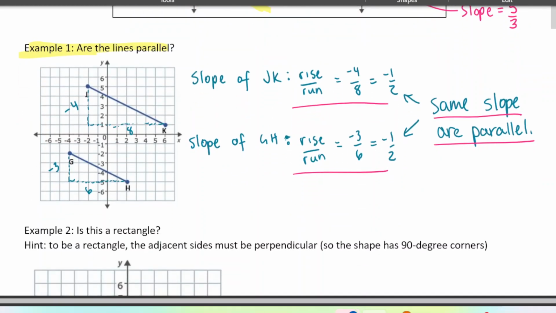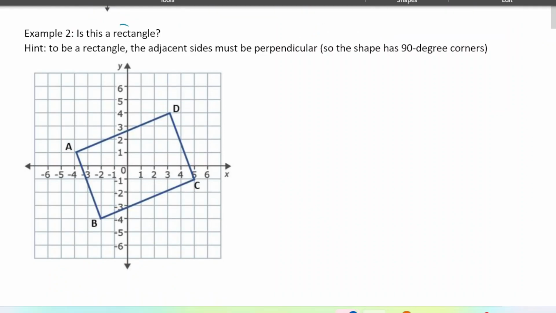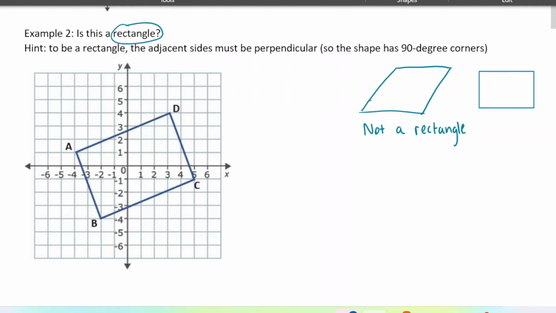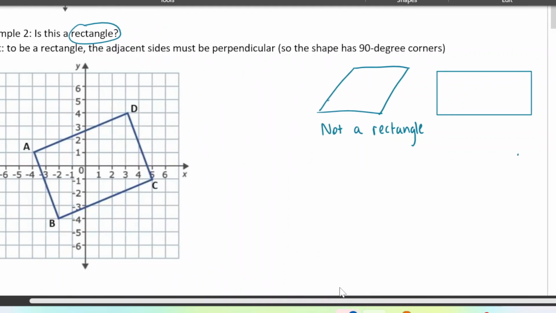Okay, let's look at a little bit of a trickier question, a spicy one. This says, is this a rectangle? Okay, just before we answer that question, let's just review what a rectangle even is. A rectangle has four sides, but a rectangle does not look like this. So this shape has four sides, but this is not a rectangle. But this shape is a rectangle. Oops, I'm just realizing now you can't see that entire shape. That shape there is a rectangle.